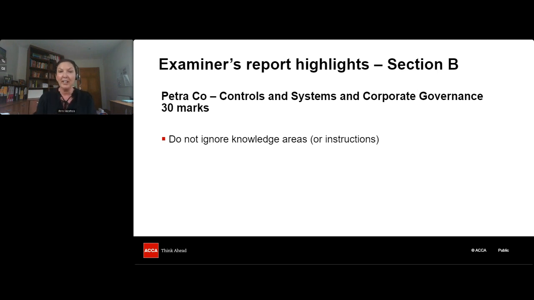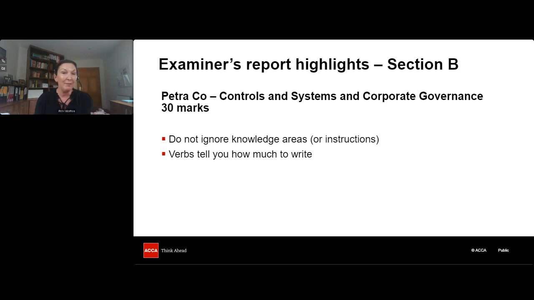But then often you forget all of the other bits that are going on in the syllabus and reading all of those key knowledge areas, which then end up being quite poorly answered. So definitely don't ignore knowledge areas or instructions. So make sure you read those questions carefully and make sure that you are reading around the whole syllabus. So not just focusing on section B application questions.